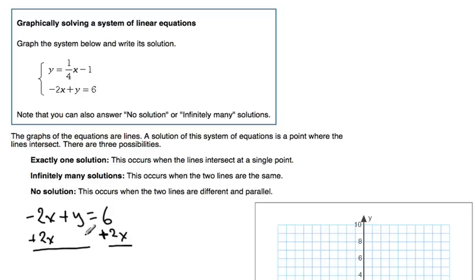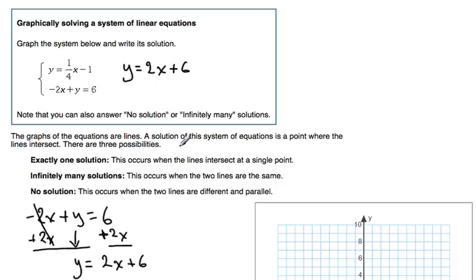On the left, the 2x's will become 0. We bring down the y, so we get y equals 2x plus 6 on the right. So these are the two equations that we are graphing: y equals 1/4 x minus 1 and y equals 2x plus 6.